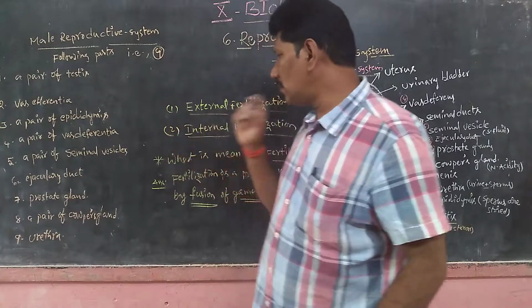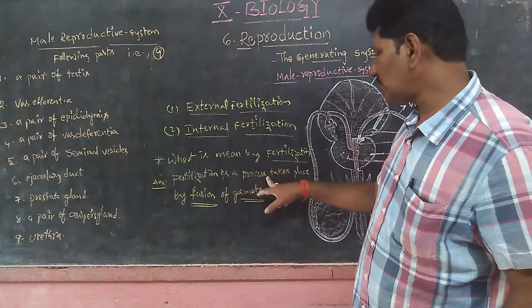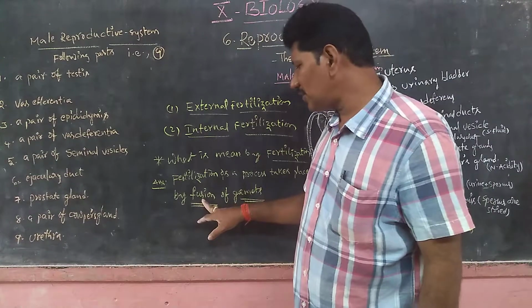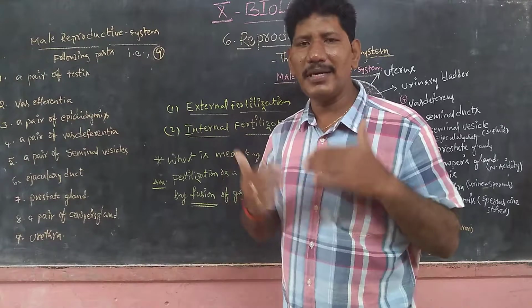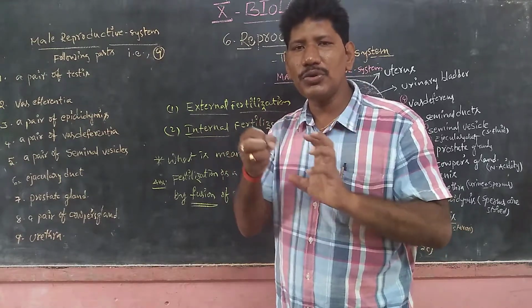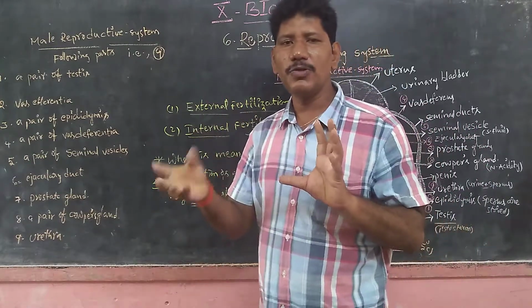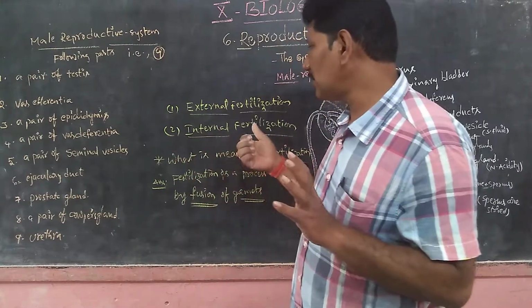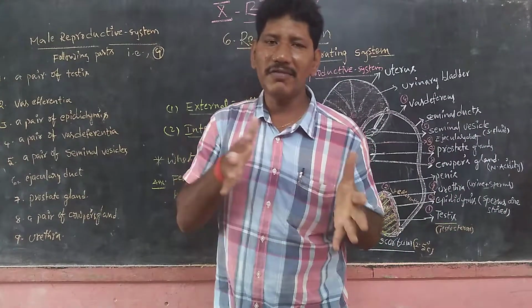So see here, what is meant by fertilization? Fertilization is a process that takes place by the fusion of the male and the female gametes. What is meant by fusion? Fusion means combination of male and female gametes. What is meant by gametes? Gametes are the male and female reproductive cells. Male gametes are called sperms, and the female gametes are called ovules. Is that clear, children?